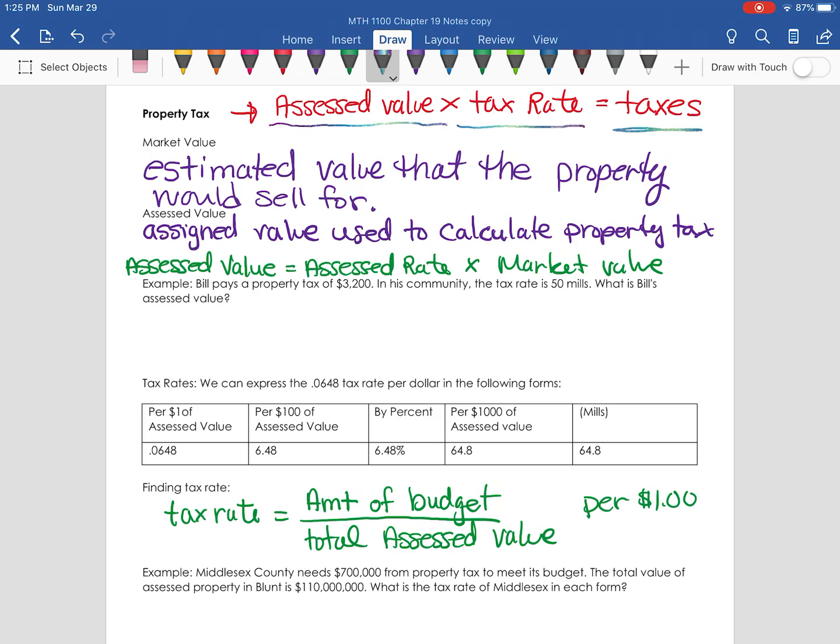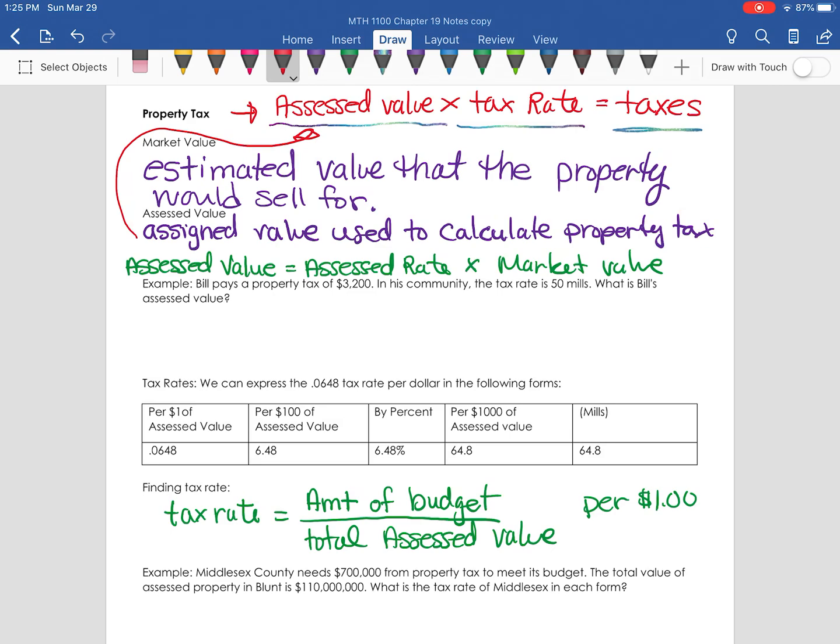So the market value is an estimated value that the property would sell for. And then the assessed value is an assigned value used to calculate the property tax. And that is where we got this value from. So you would take the assessed value and you would multiply it by the tax rate to get the taxes.